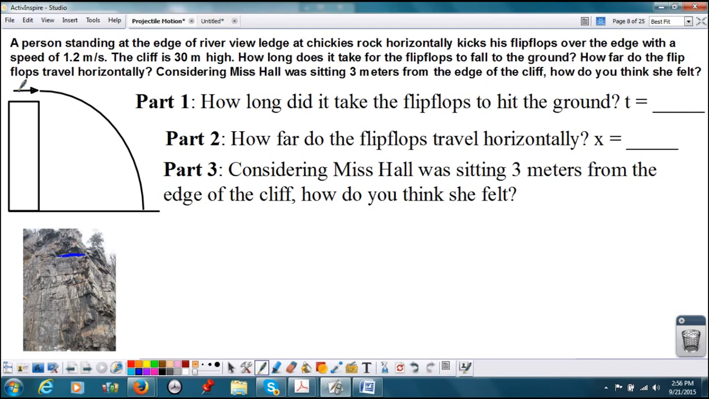Okay, so what that means is he kicked his flip-flops this way. When he kicked them, he only kicked them in the horizontal direction. He didn't kick them up at all, he didn't kick them down at all, just off to the side. And then eventually, as soon as they're off his foot, gravity does start taking over and pulls them down as well. Some other things we know. The cliff is 30 meters high. So this is 30 meters.